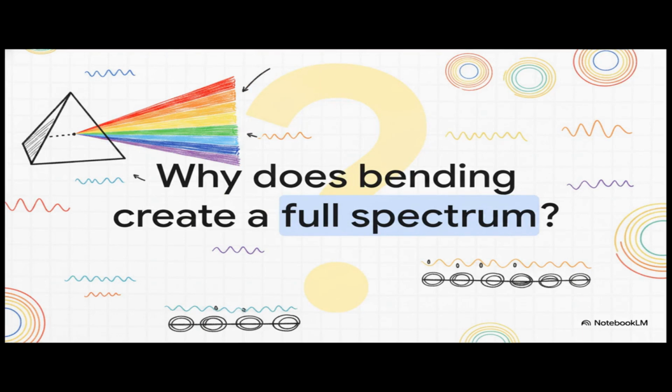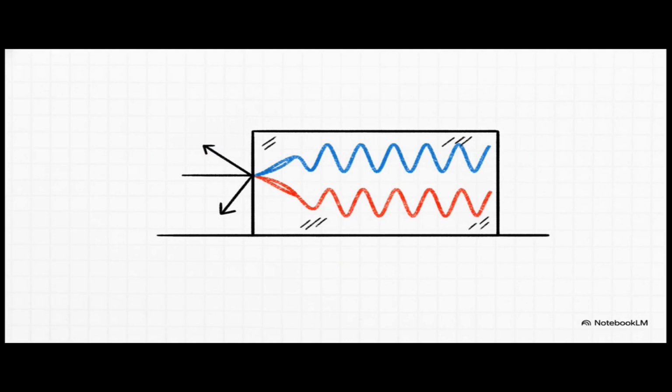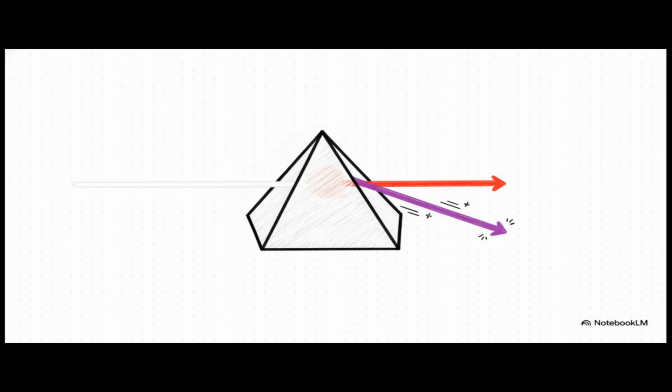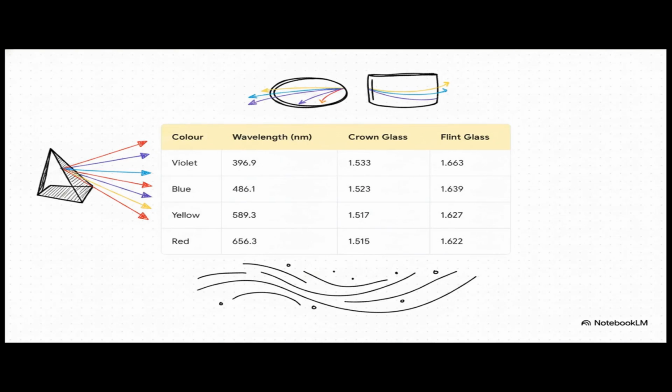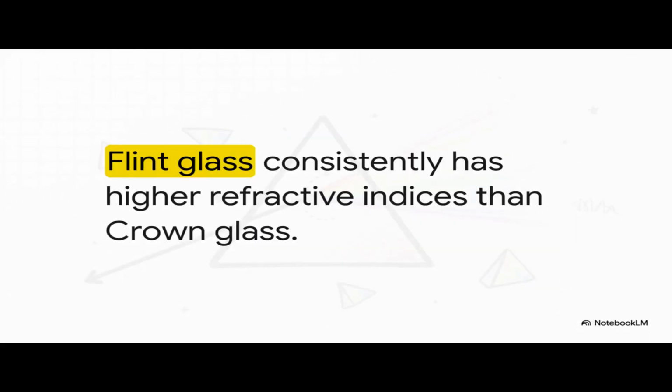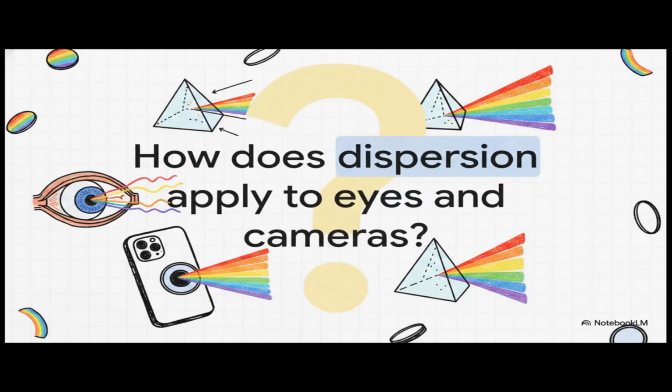But hold on, why does this bending create that beautiful, full-color spectrum we all know? Well, a material's refractive index actually shifts depending on the specific wavelength of the light hitting it. So violet light slows way down and bends the most, while red light bends the least. The math confirms it. Refractive indices really do shift across different wavelengths for various glass types. It's wild. Different materials like flint versus crown glass bend the exact same colors in totally different ways. Makes you wonder, right? How does this light-bending physics dictate how your own eyes perceive reality?